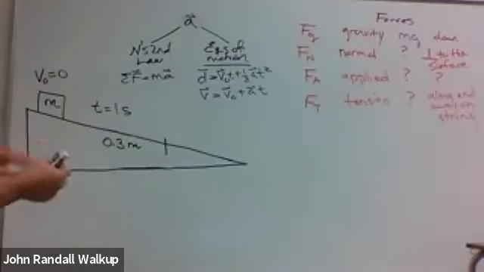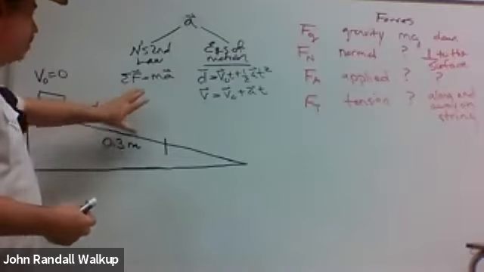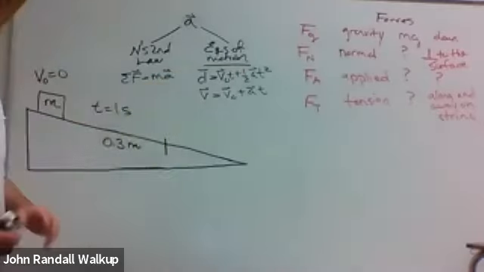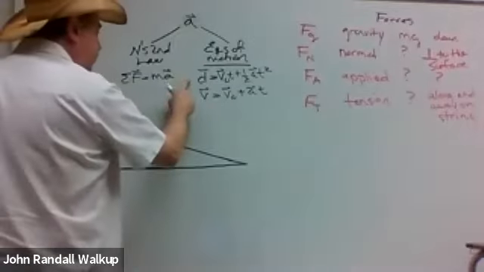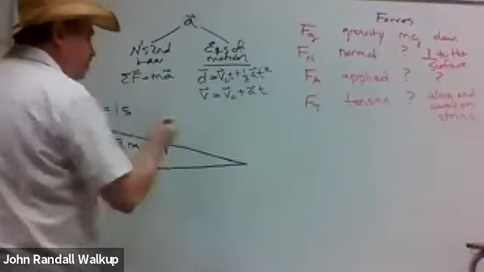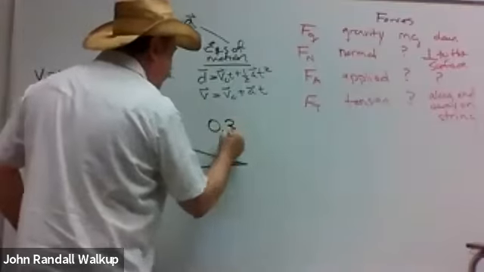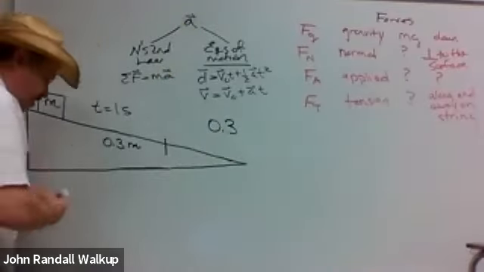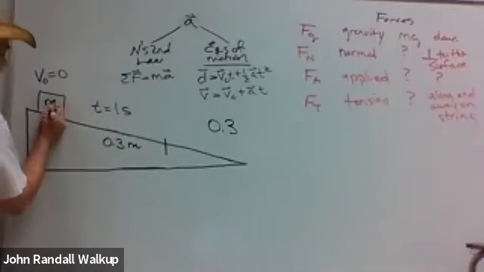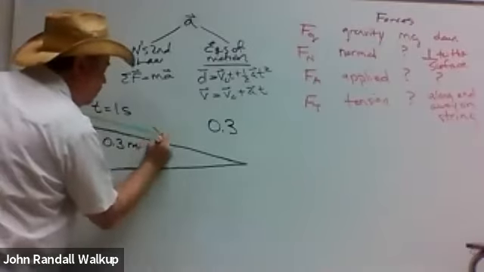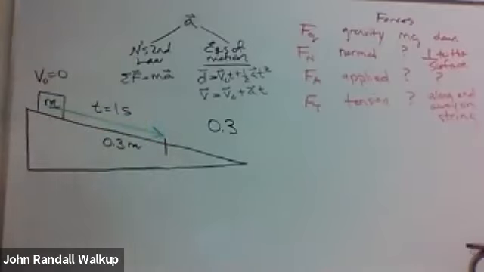Can we get the acceleration from our equations of motion? Well, let's try this one here first. The displacement is 0.3, positive because the displacement of the object is in the positive direction.